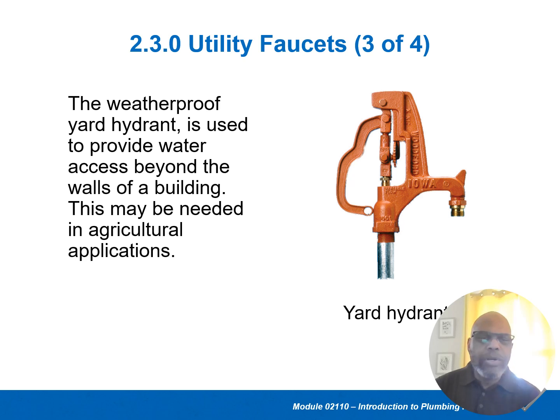Now, this is a frost-proof hydrant. A lot of times you find this on farms and remote locations that are outdoors. Sometimes gas stations will have something like this that's outdoors. And this pipe goes below the frost line underground and is designed to allow water to come out even during the winter time without freezing. It would drain back.